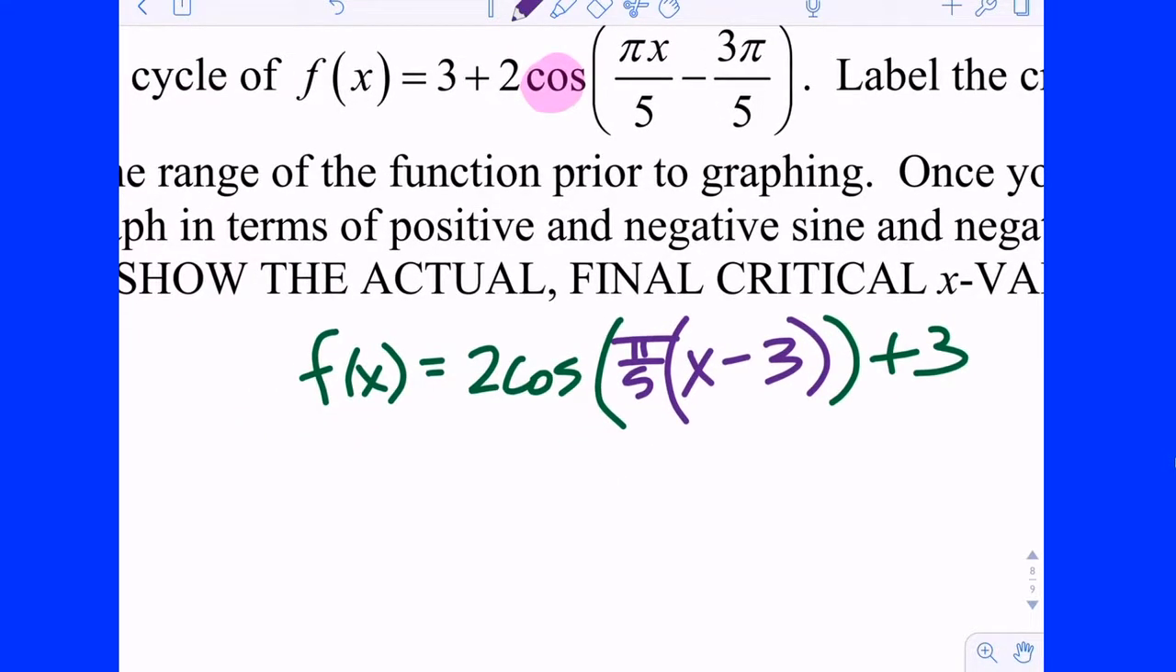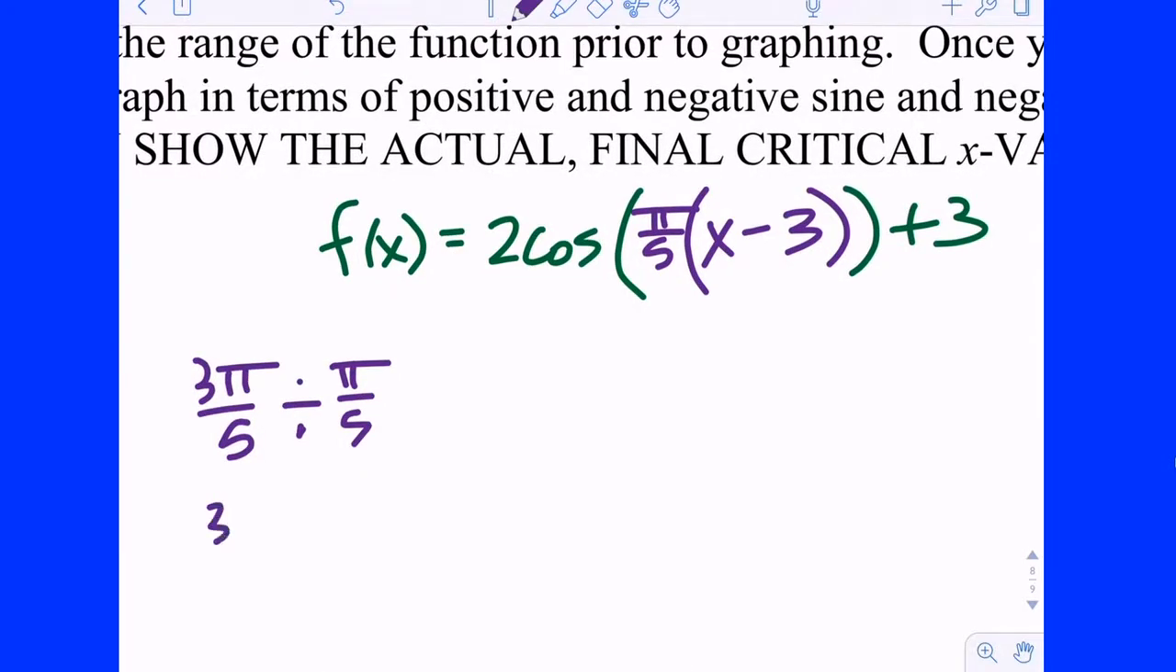If you're not sure how that works, we take a 3 pi fifths, and we're dividing out a pi fifths, and you can stay, change, flip, right? Stay, change, flip.